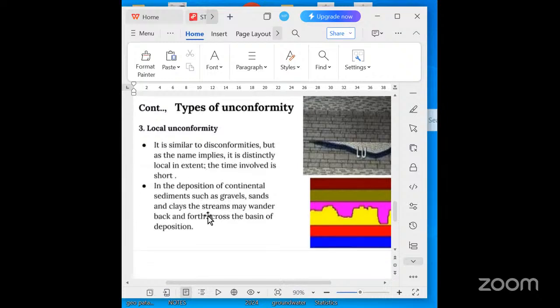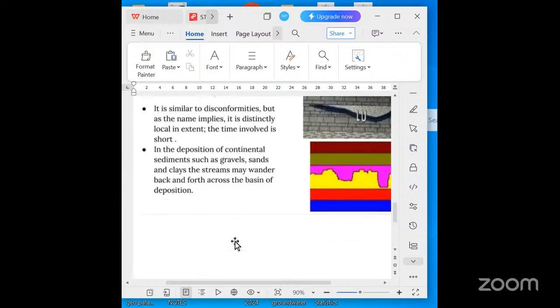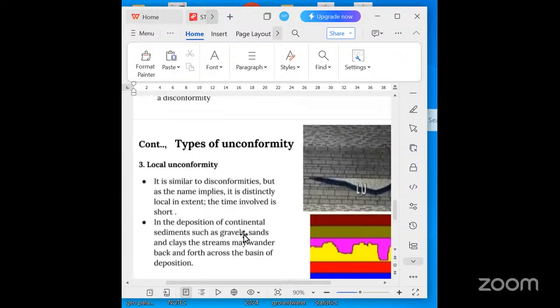So it is similar to disconformities, but as the name implies, it is distinctly local in extent. The time involved is a very short period. In the deposition of continental sediments such as gravel, sands and clays, the streams may wander back and forth across the basin of deposition, right? So that is called local unconformity.